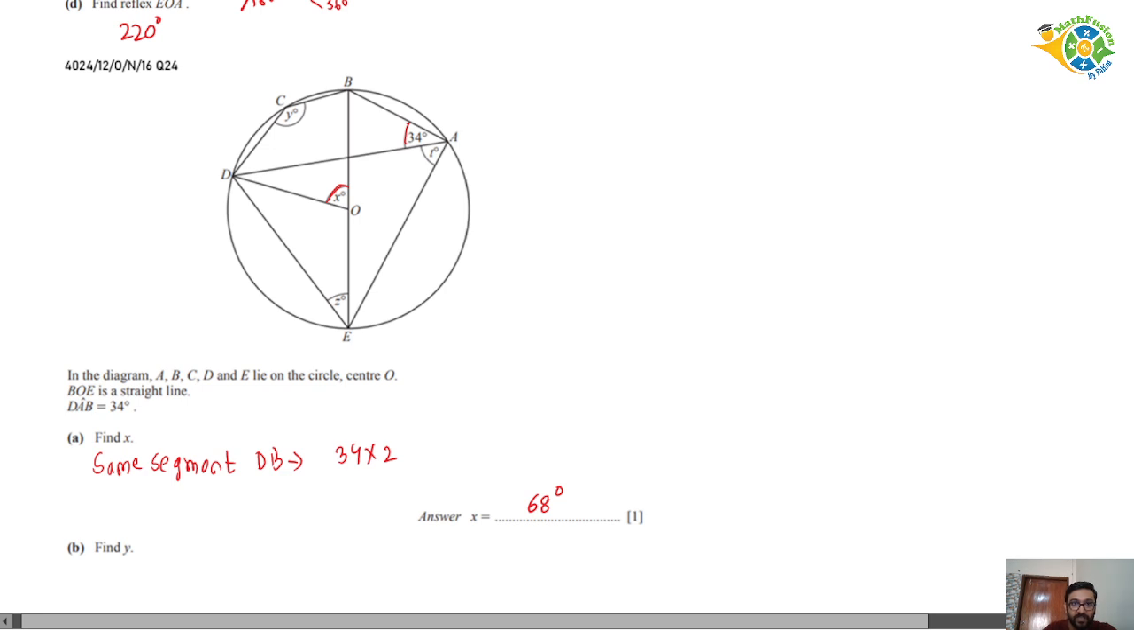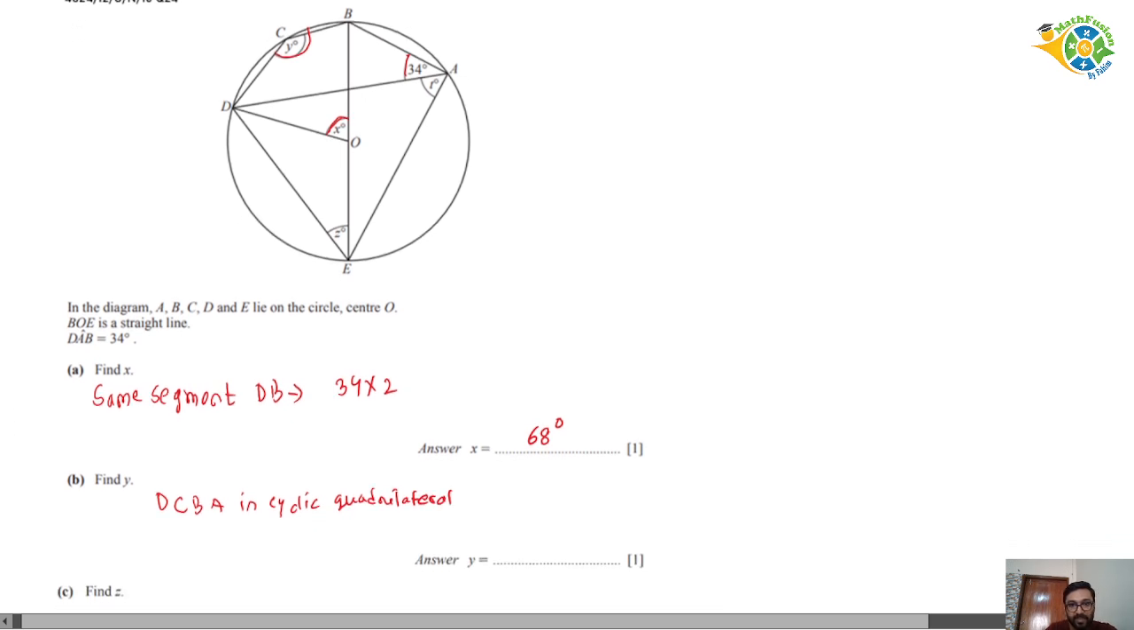The next question, they tell us to find Y. So Y is here. So to find Y, we need to use the cyclic quadrilateral theorem. Okay. So DCBA is a cyclic quadrilateral. So opposite angles add up to 180. So Y equals 180 minus 34 degrees, which is 146.